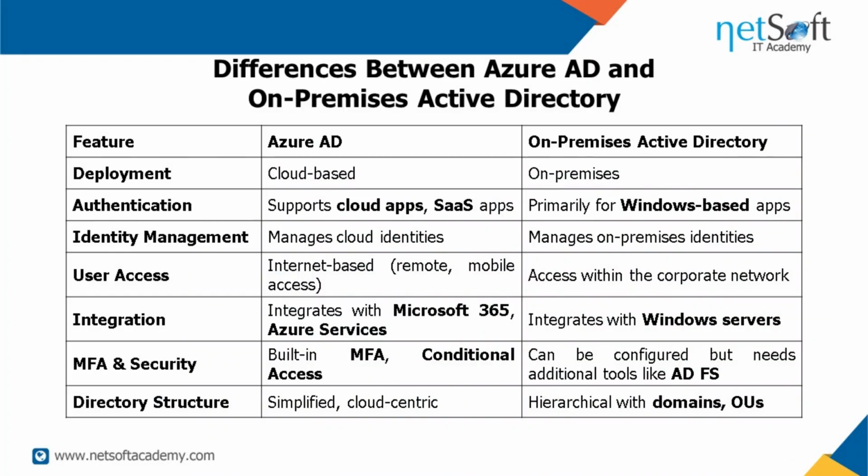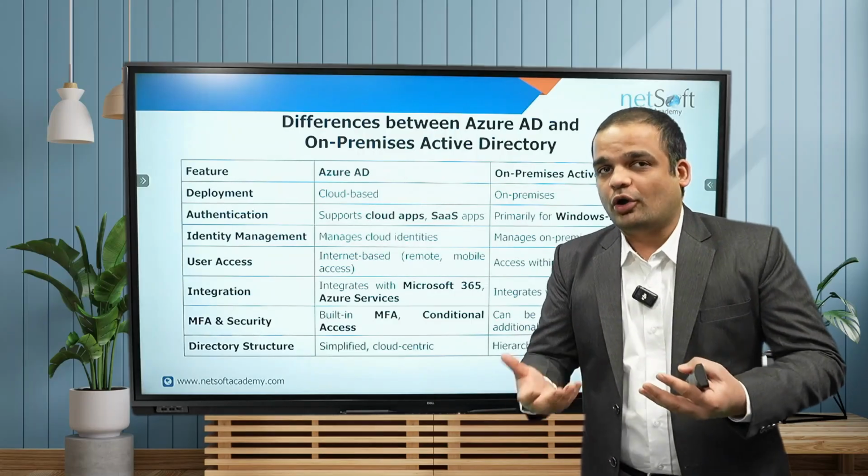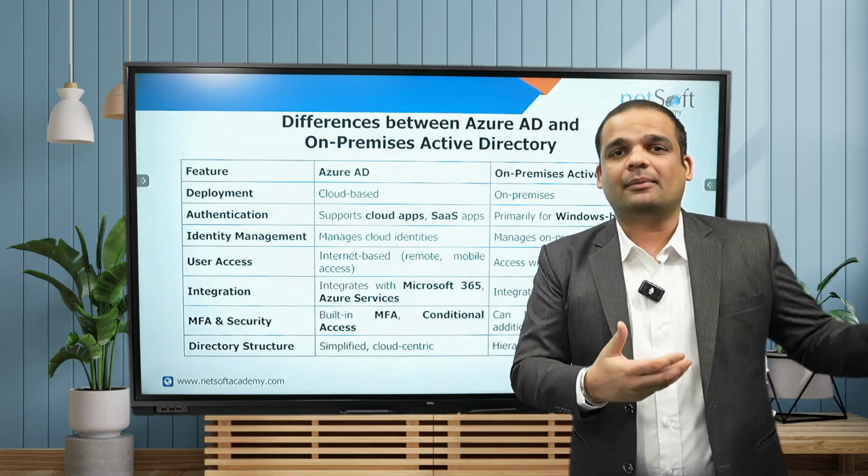Now, some differences between Azure AD, please call it Entra ID, and on-premises AD, the old school Active Directory. If we talk about the deployment, it's obvious that Entra ID is a cloud-based IAM solution, Identity and Access Management solution. The other one is in the name, on-premises, the one we install on our servers and promote to become our Active Directory.